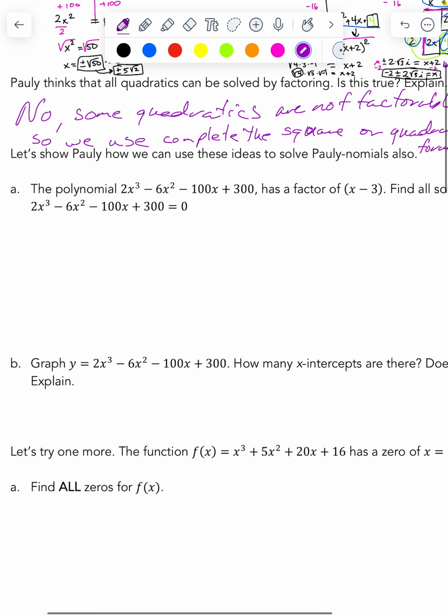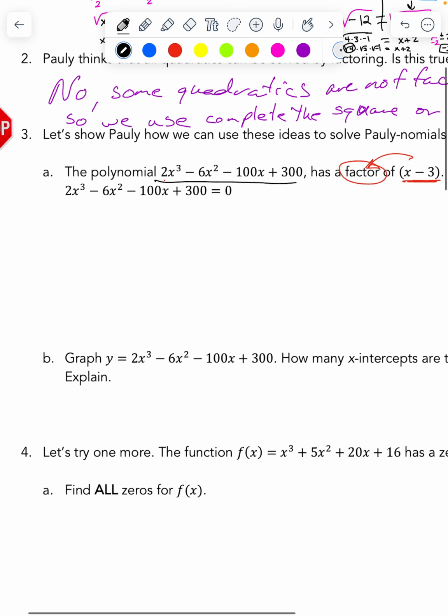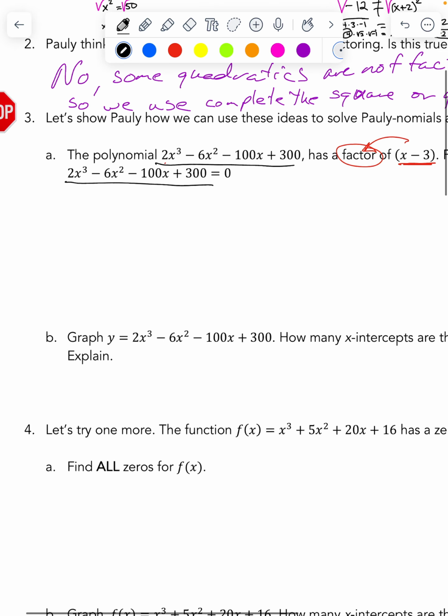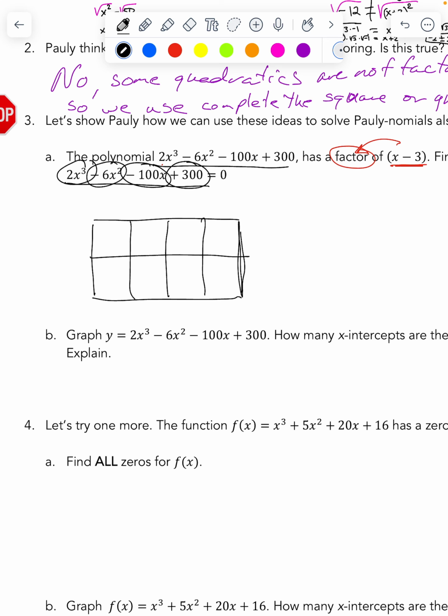So it says this polynomial has a factor of x minus 3. So they're telling you already that x minus 3 definitely divides into this big long thing evenly. And it says find all the solutions. So I'm going to take this big polynomial and divide it by x minus 3. The x minus 3 has two parts to it, and this has 1, 2, 3, 4 pieces to it, so I'm going to make a 2 by 4. On the outside, I'll put my x minus 3, and the last row will be my remainder, and it's always the last row.